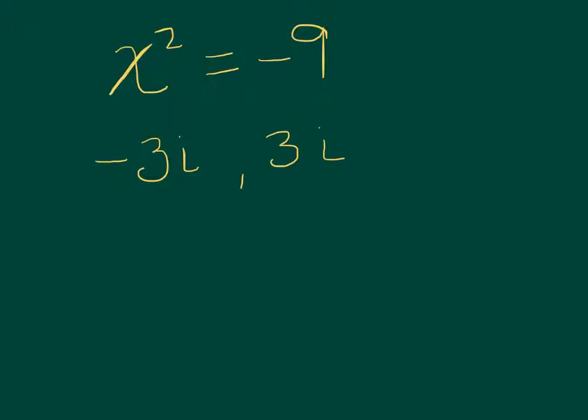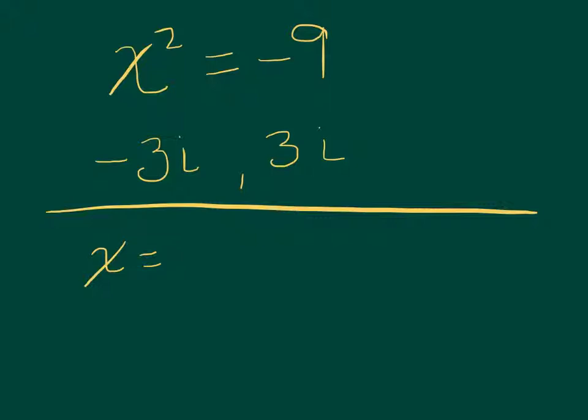Think for a moment that you have some number whose square equals -9. So the number that when multiplied by itself is equal to -9, there's 2 of them. There's -3i and there's +3i.